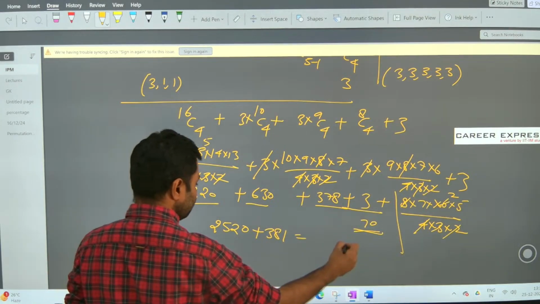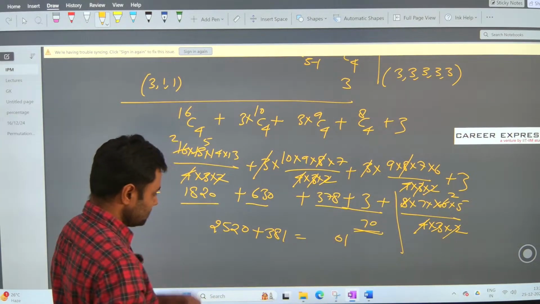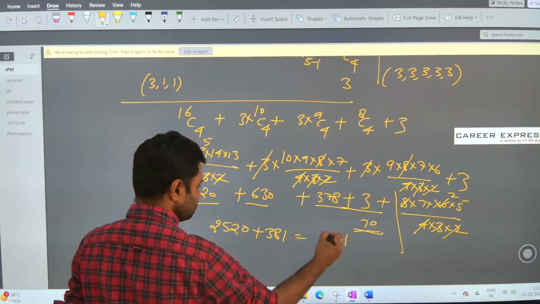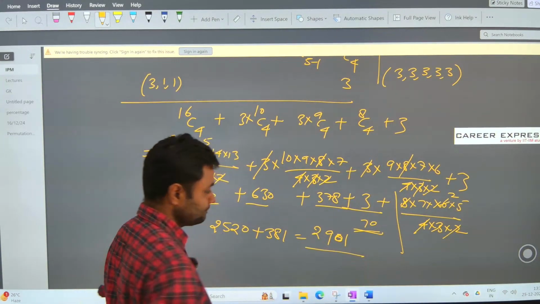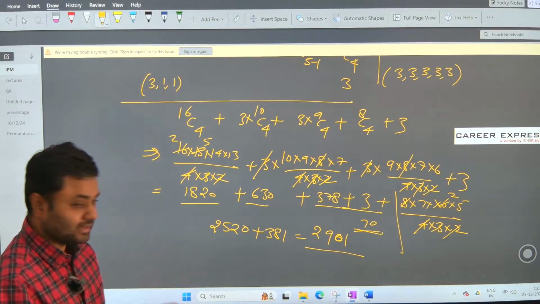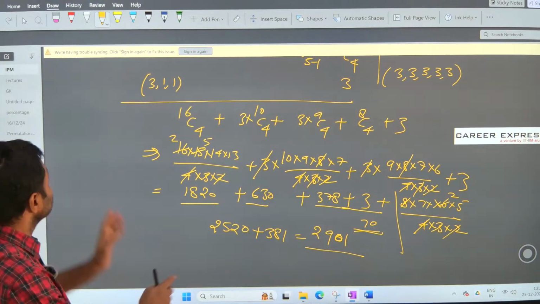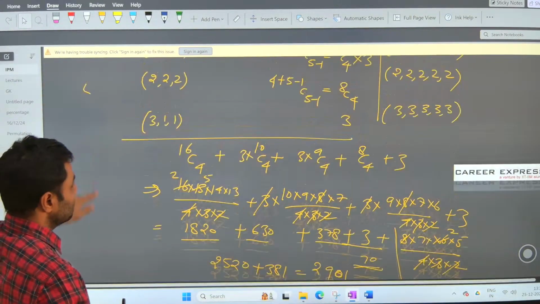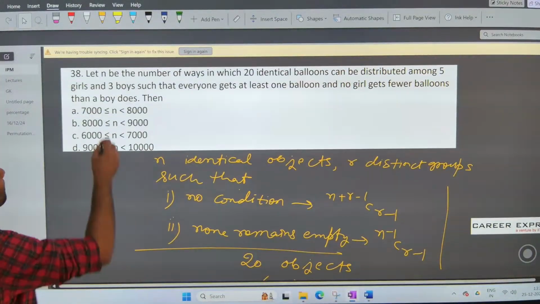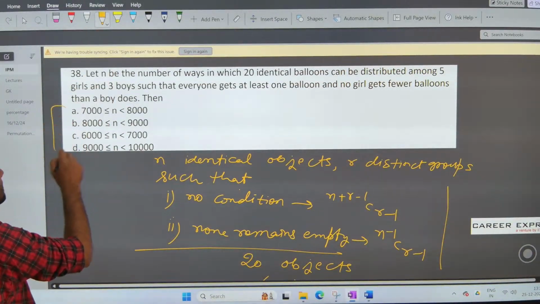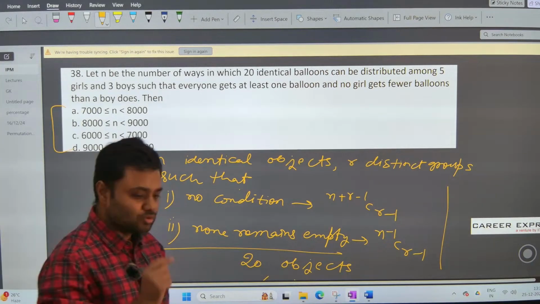So answer will be 2901. So that is the final answer that I have, but this does not fall in any of the answer ranges that are given. So that is why I said in the beginning that the answer could be wrong. So this is my answer.